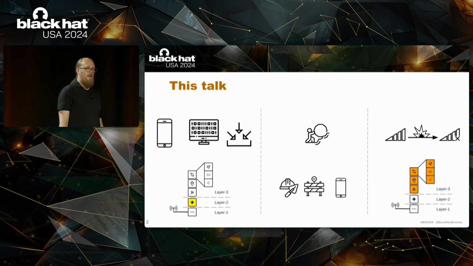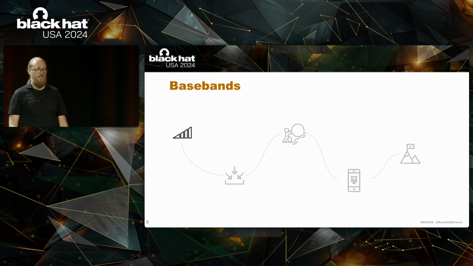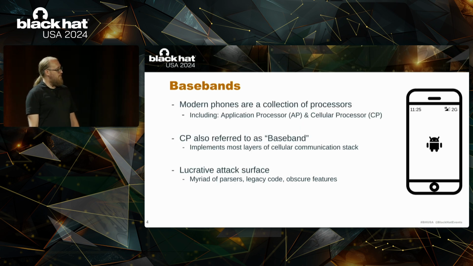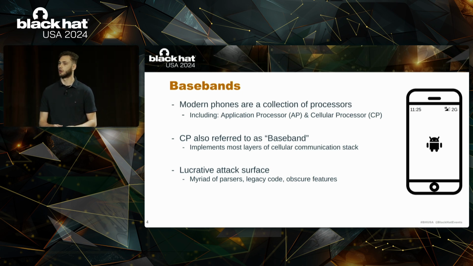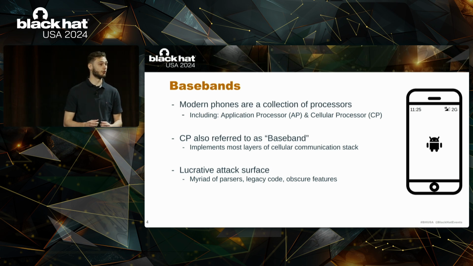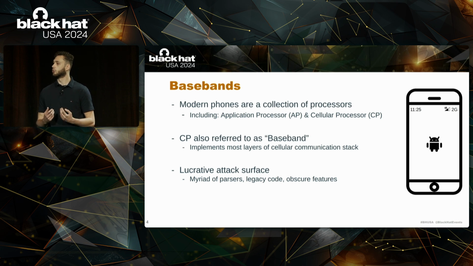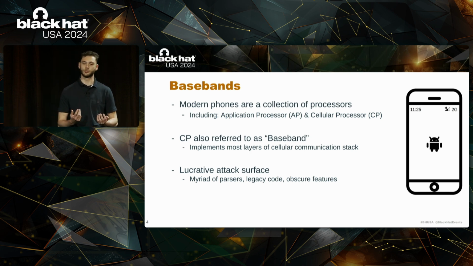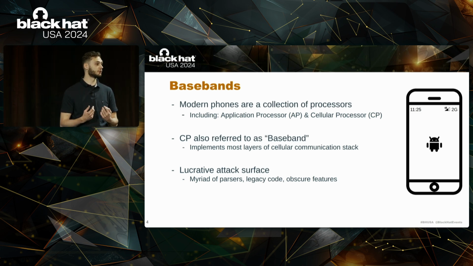But now, let's take a step back and talk a little bit about basebands in smartphones itself. Basebands typically consist of a collection of processors. The main two processors are the application processor, or the AP, and the cellular processor, or the CP. The AP is mostly responsible for running things such as Android, and the CP is responsible for dealing with all radio connectivity. Throughout this talk, we will refer to the CP as the baseband.